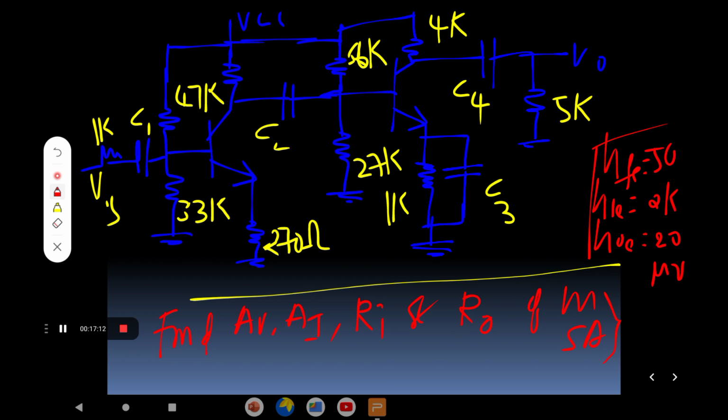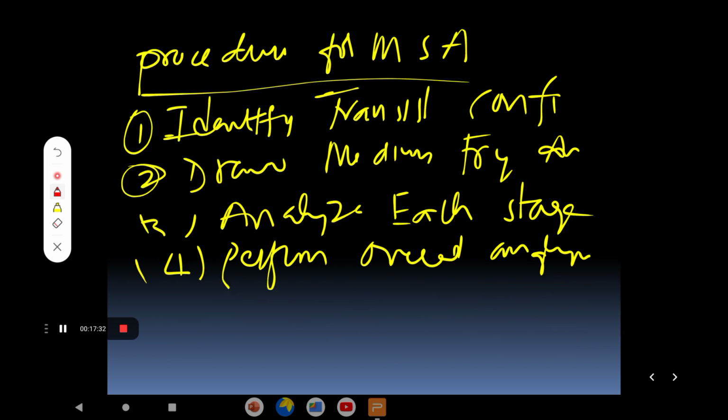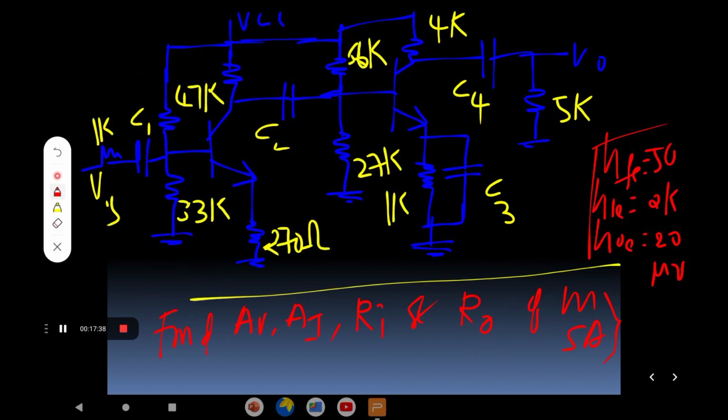Suppose you want to find these kinds of problems. I don't want to go for the complete calculation, guys. I just have to give the basic idea for solving the problem. First of all, you have to identify the configuration. We have to follow the 4 procedures. First, identify the transistor configuration. In this case, the type of the transistor is a CE configuration.